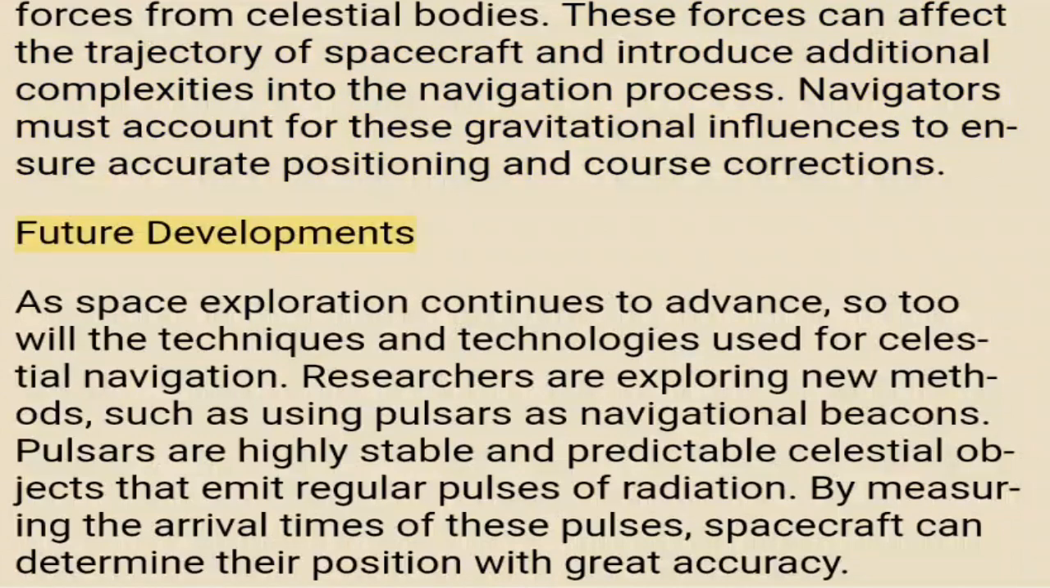Future developments. As space exploration continues to advance, so too will the techniques and technologies used for celestial navigation. Researchers are exploring new methods, such as using pulsars as navigational beacons. Pulsars are highly stable and predictable celestial objects that emit regular pulses of radiation. By measuring the arrival times of these pulses, spacecraft can determine their position with great accuracy.